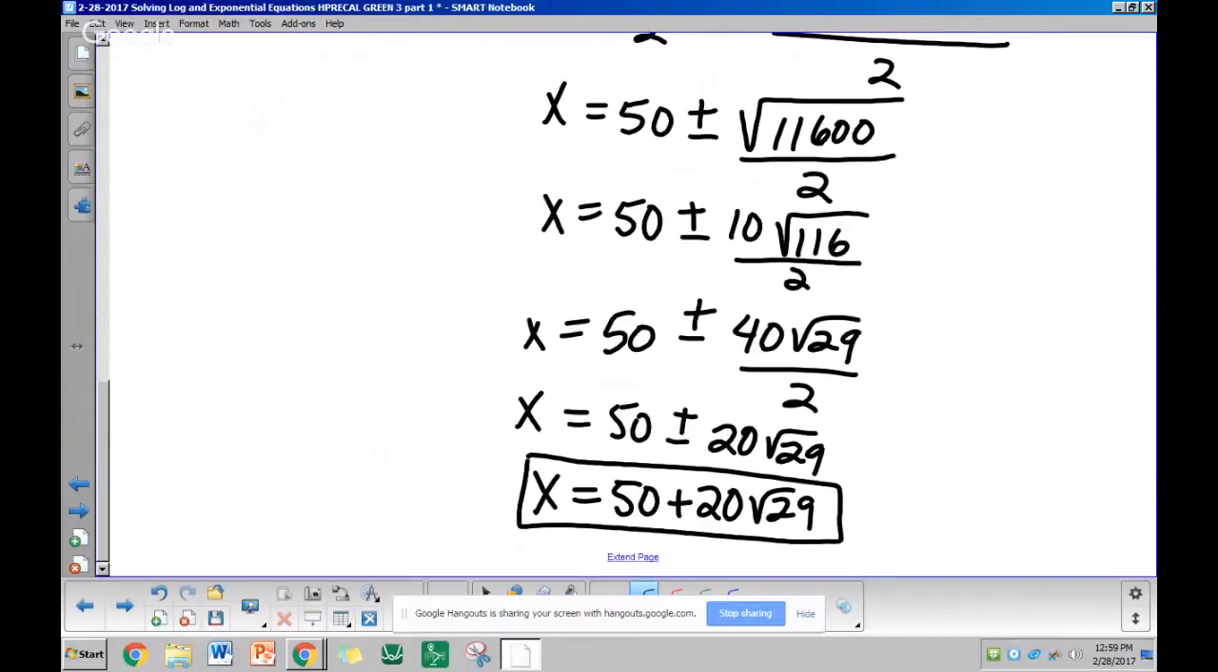Do 50 minus 20 root 29 on your calculator. How does this work? Well, think about it. What's root 29? Well, I don't know root 29, but I know that it has to be bigger than 4. Bigger than 5 even, yes. And 5 times 20 is what? 100. So we know it's negative. So we know that's extraneous. So we have only one solution there. Okay?